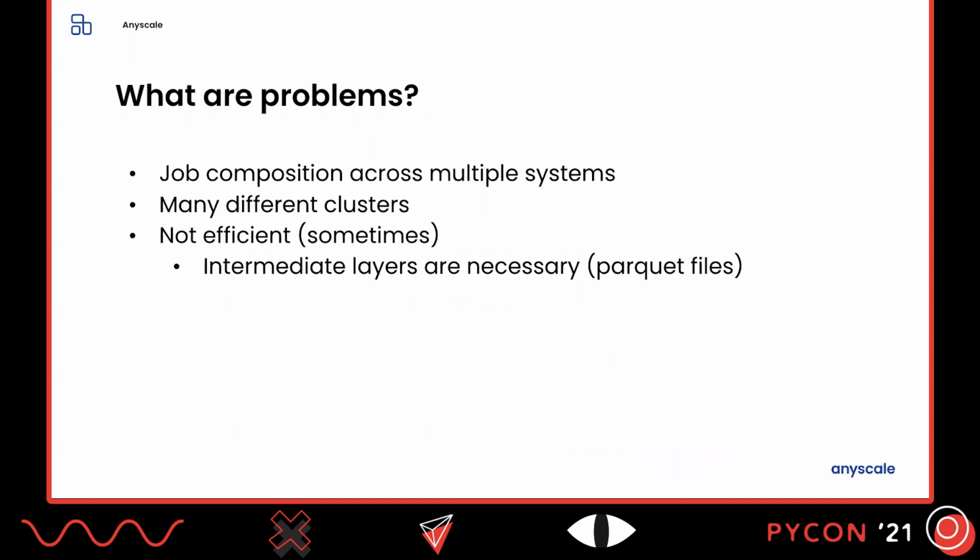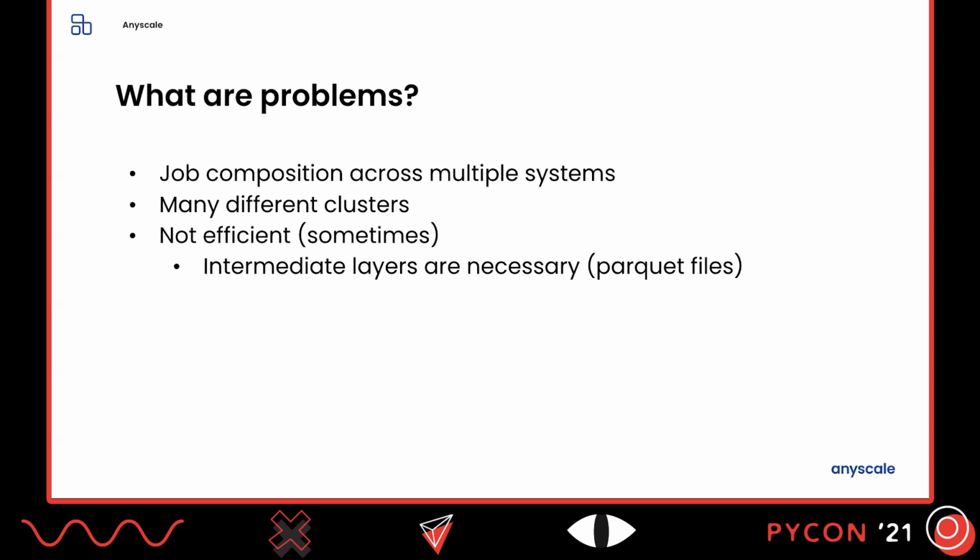Then what are the problems? Firstly, job composition across multiple different systems can increase the complexity a lot because it requires maintaining multiple systems, organizing the workflow of different jobs and scheduling them, and also taking care of job dependencies and failures that happen among them. At the same time, managing multiple different systems can incur really high maintenance costs, because there needs to be a team that maintains each system, and each team needs to understand how it works, how it operates, how to debug, and things like that.